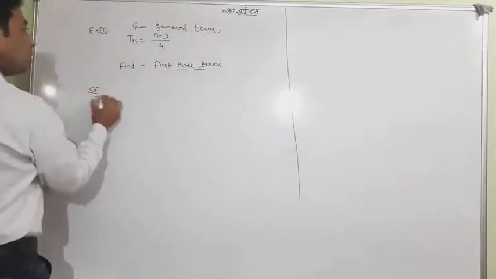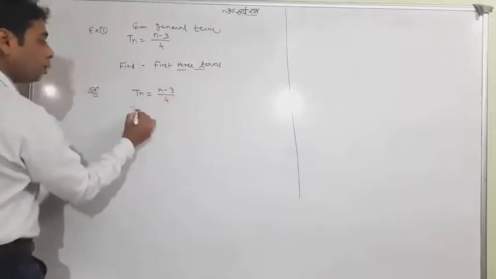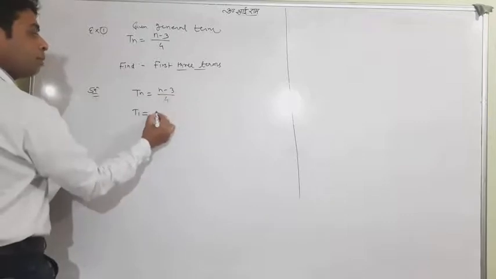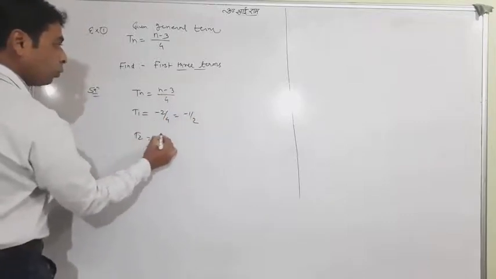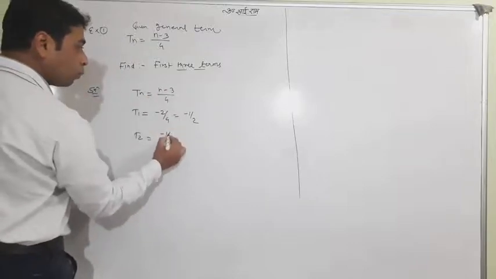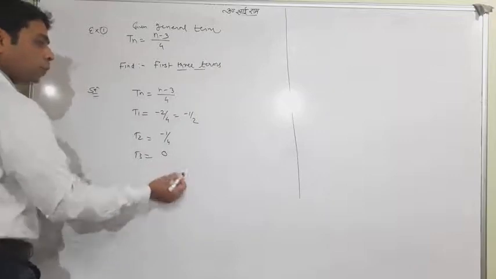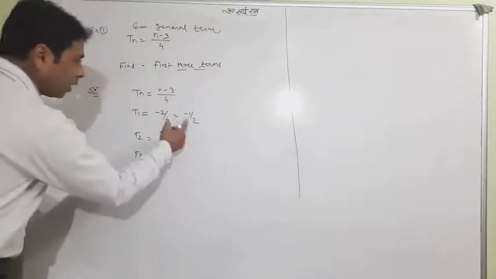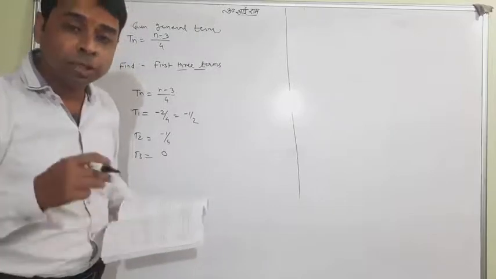In the solution, you have Tn equal to n minus 3 upon 4. You put T1: 1 minus 3 is minus 2 upon 4, meaning minus 1 by 2. Put T2: 2 minus 3 is minus 1 by 4. T3: 3 minus 3 is 0 upon 4. You can understand: minus 1 by 2, minus 1 by 4 and 0 are the first 3 terms of the sequence.